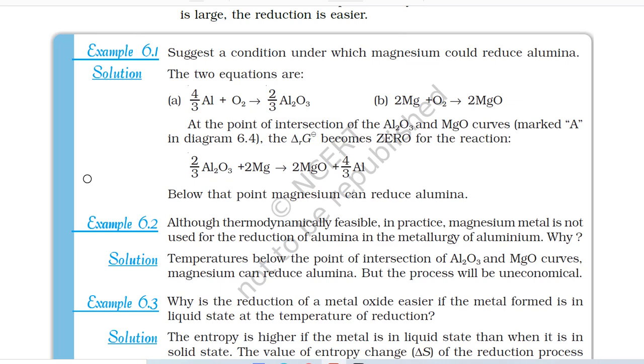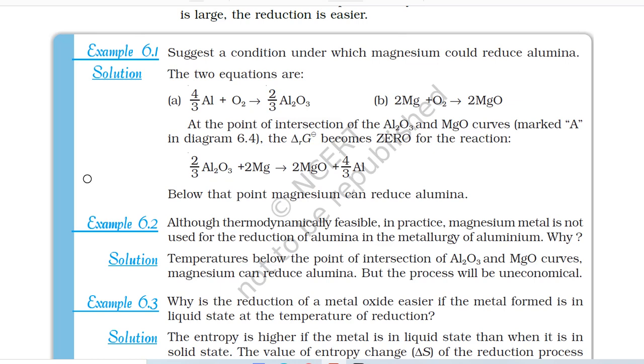Example 6.1: Suggest a condition under which magnesium could reduce alumina. Solution: the two equations are A. 4/3 aluminium plus O2 gives 2/3 Al2O3. B. 2 magnesium plus O2 gives 2 MgO.